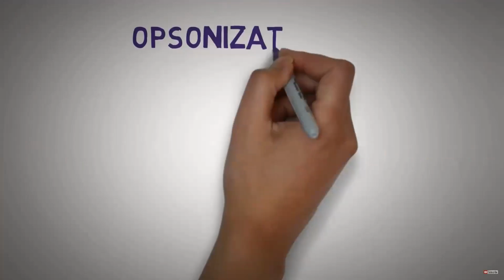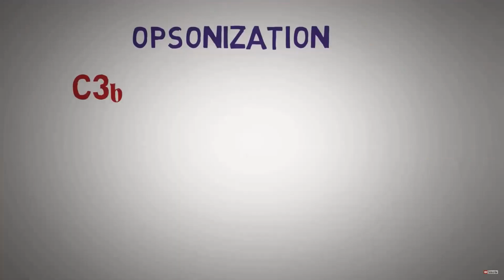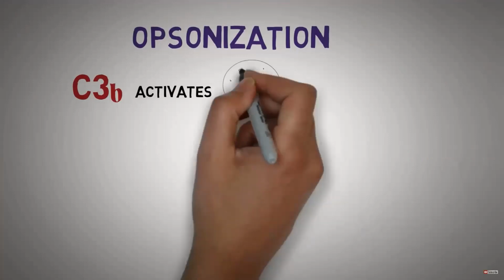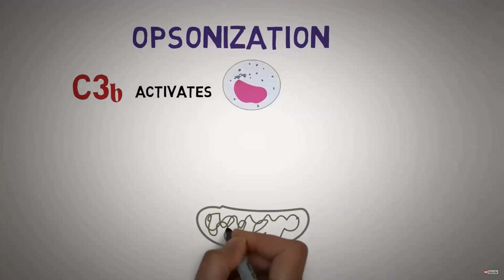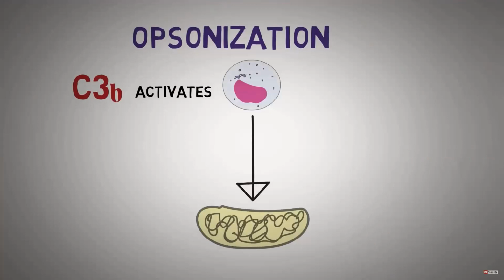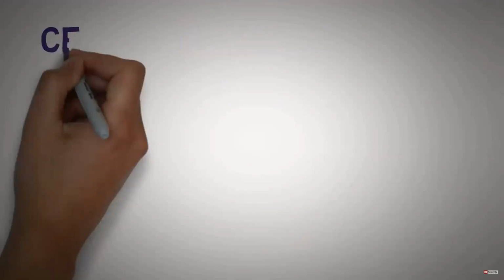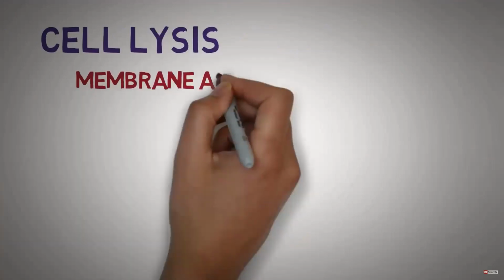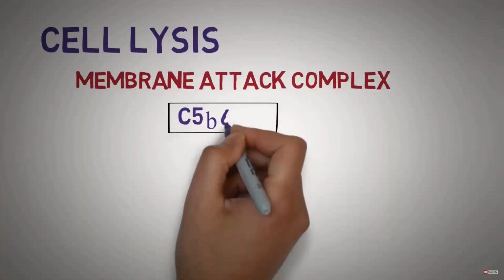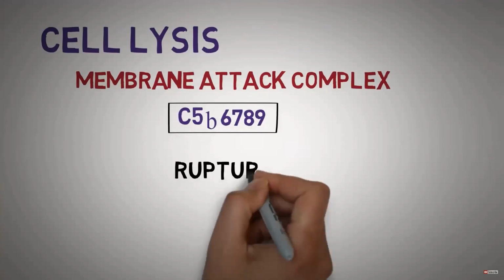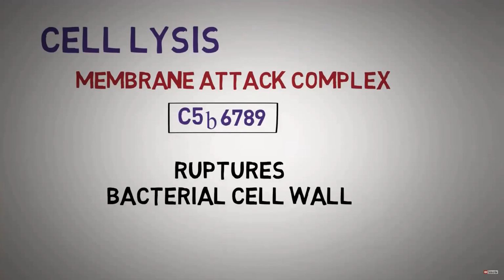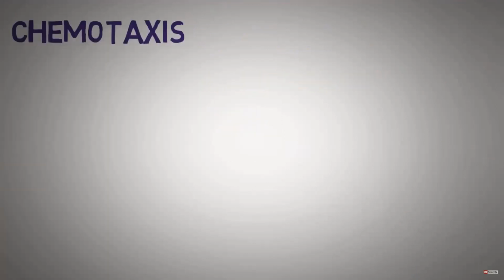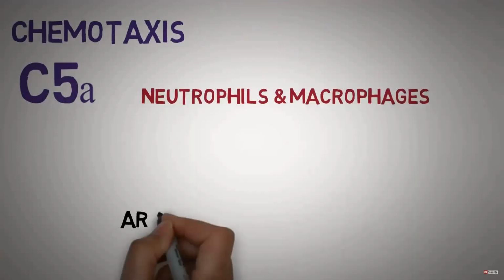The first is the opsonization. The factor C3b strongly activates the neutrophils and macrophages. These activated neutrophils and macrophages then engulf the foreign microorganisms, known as phagocytosis. The second immune effect is the cell lysis. The membrane attack complex, the C5b6789, has an effect of rupture of the bacterial cell wall, which destroys large amount of bacterial load. The third effect is chemotaxis, where factor C5a attracts the neutrophils and macrophages to the area where the antigen is present.